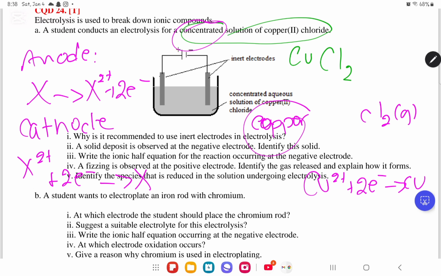Now in part IV, they're asking us, a fizzing is observed at the positive electrode, which is the anode. The gas released is chlorine gas, and it forms since the chlorine is discharged, because at the anode, oxidation always happens. Now part V, identify the species that's reduced in the solution undergoing electrolysis. Very simply, we know that at the cathode, where the metals are, they all get reduced. So that's pretty much it for part A.